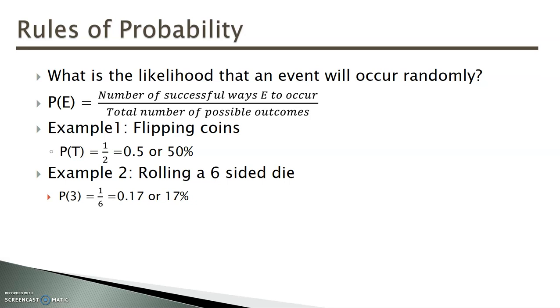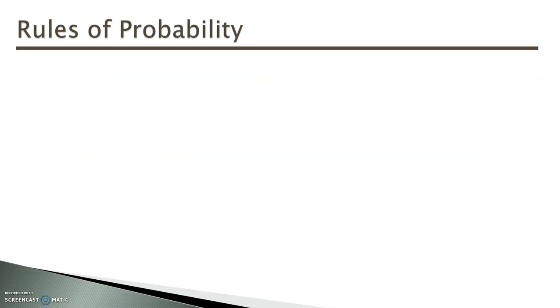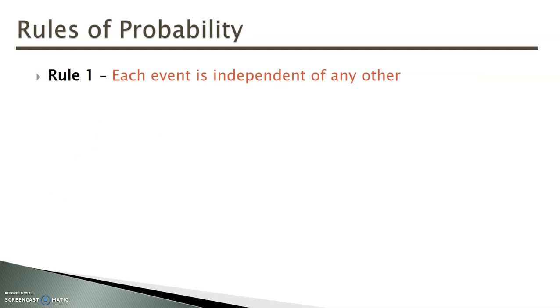So you can do this for, again, just about anything that we're going to be looking at. How many chances are there and how many total possible outcomes are there? So we're going to be applying this as we discuss this lab. There are 4 rules of probability that you should be aware of.